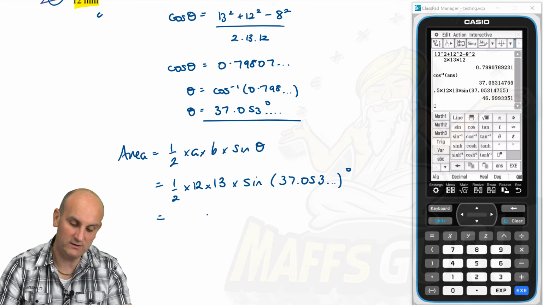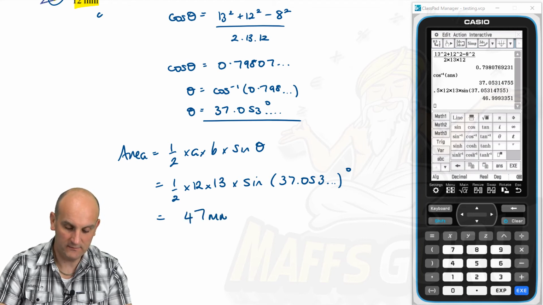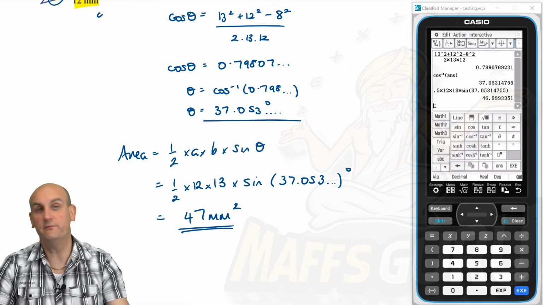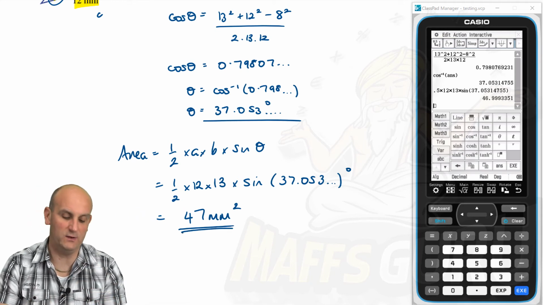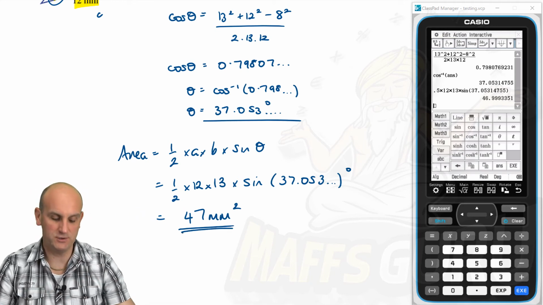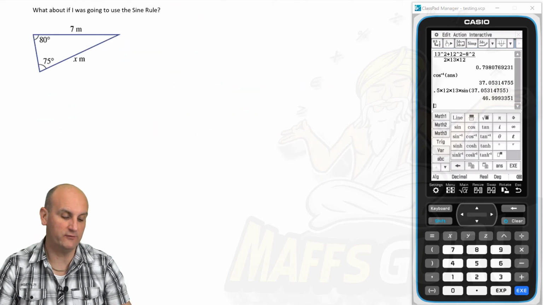So actually rounded to 2 decimal places, that's going to be 47 millimeters squared. All right, so there we go. We've used the cosine rule, we found the value of theta, and banged it into our equation. What about the sine rule? Yes, we can use the sine rule.